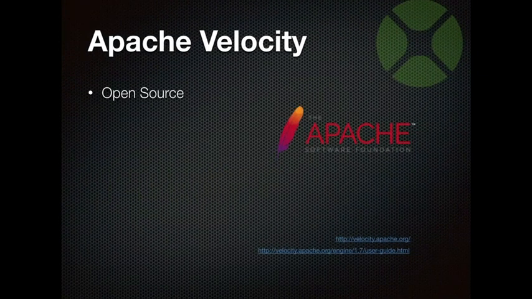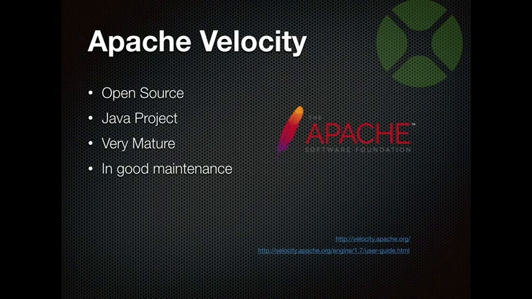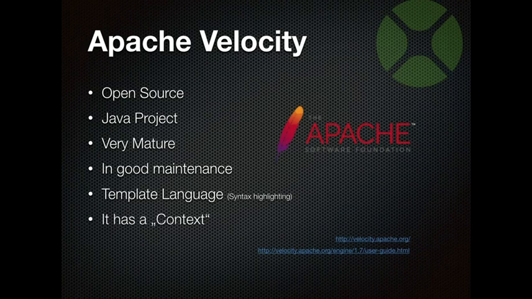Apache Velocity, what is that? It is a project which is a preferred project, that means it's supported by Apache. And it's a Java project, very mature. It is stone old already. You see both links down there. It's in good maintenance. And it's a template language with syntax highlighting. You find a lot of editors which know Velocity code and use syntax highlighting for it. Quite interesting. And it has a so-called context. Context is the left part of the graph you saw in the beginning, which contains the data which is to be merged into your templates.